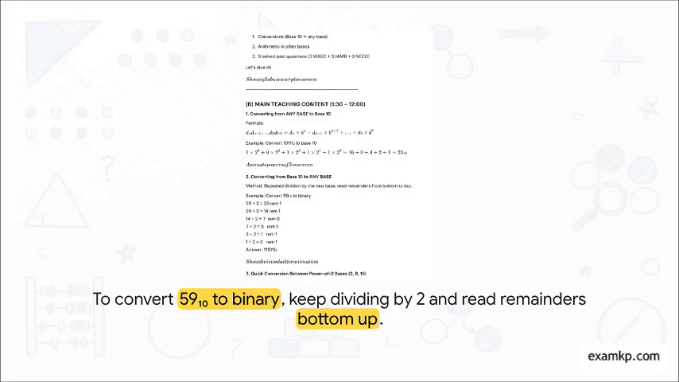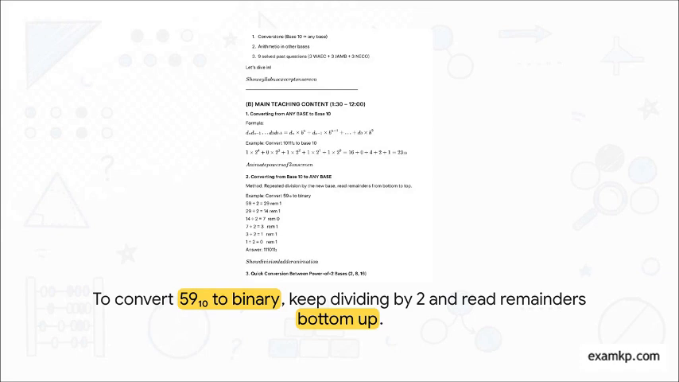So, look at the steps. 59 divided by 2 is 29 with a remainder of 1. Then we take that 29, we divide by 2 again, that gives us 14 with a remainder of 1. We just keep repeating this process, dividing and dividing, until we get to a quotient of 0.